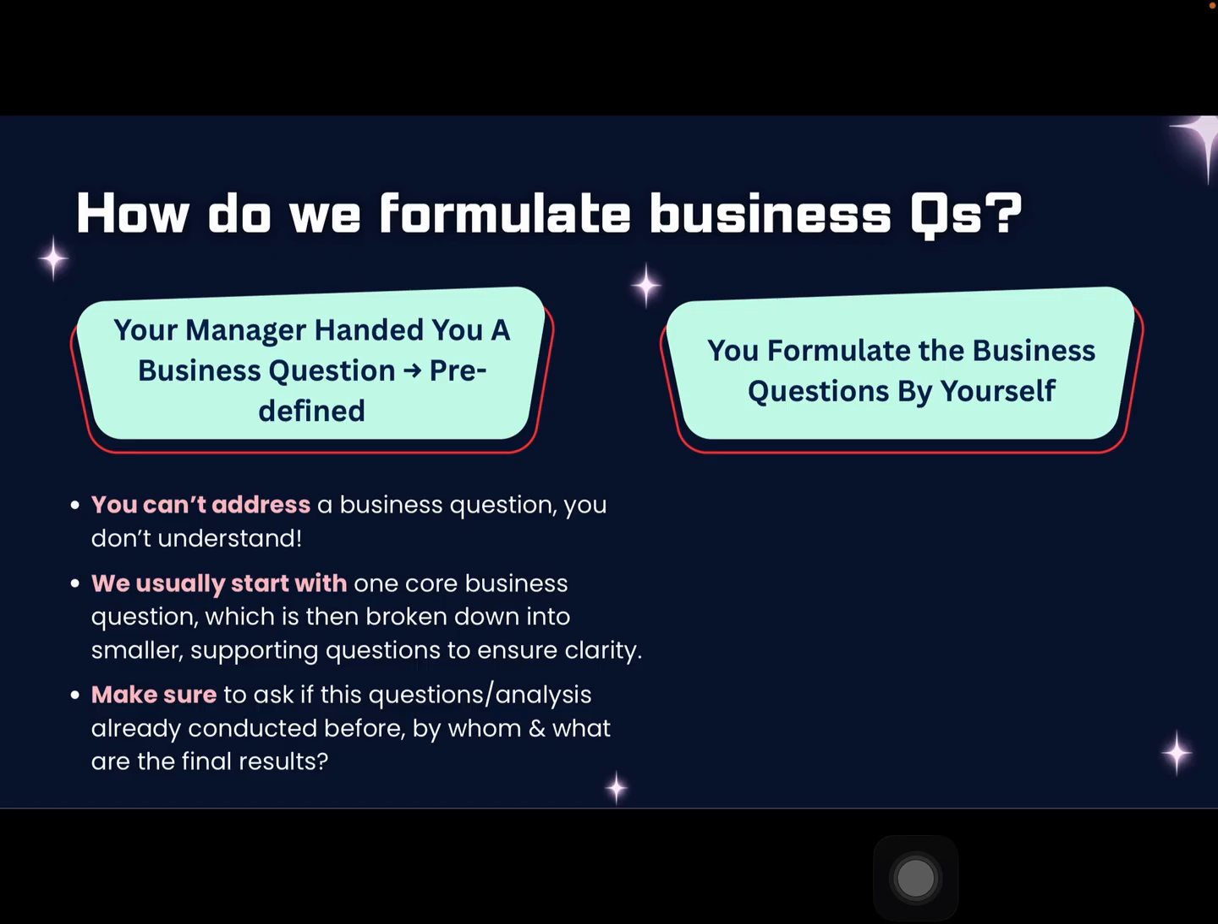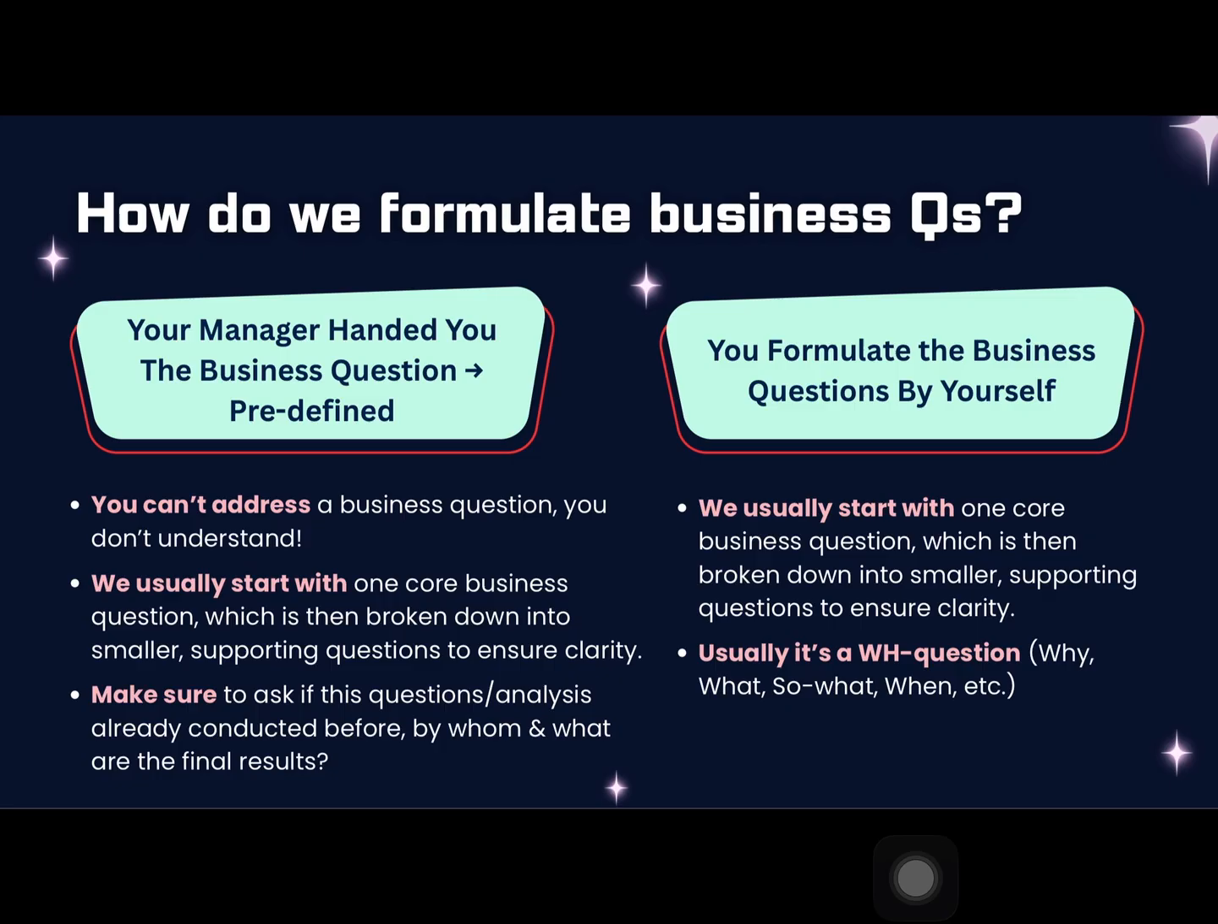Make sure to ask if this question or analysis was already conducted before by another scientist, and if yes, by whom, and what the final results are. We don't want to make any duplicate effort. This one is considered wasted effort. The first scientist started from point A to point B. You move from point B to point C, or at least improve the step that was made from point A to point B.